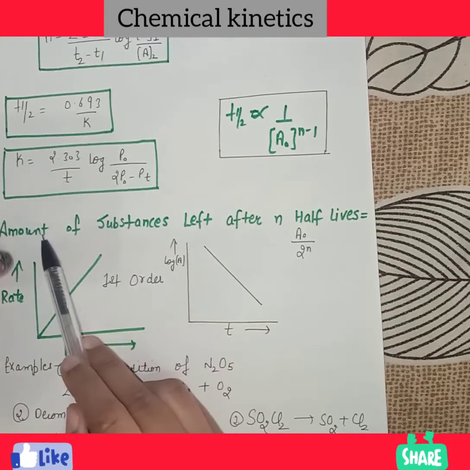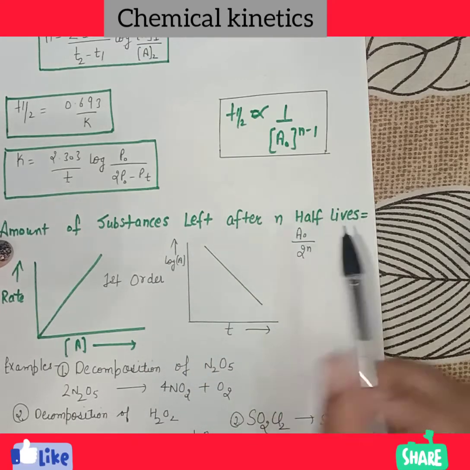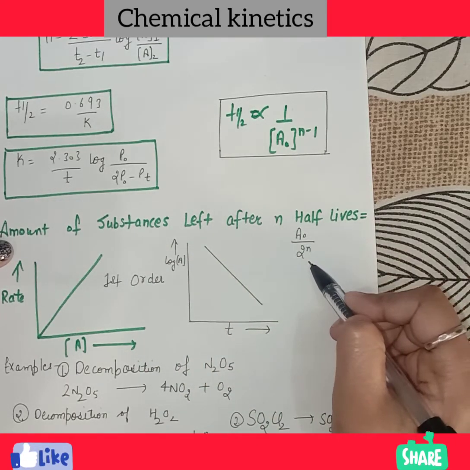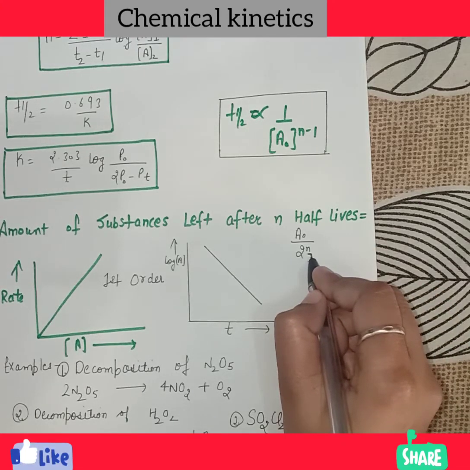Another important formula is amount of substance left after n half-lives. This is a naught upon 2 to the power n. Here n is the number of half-lives.